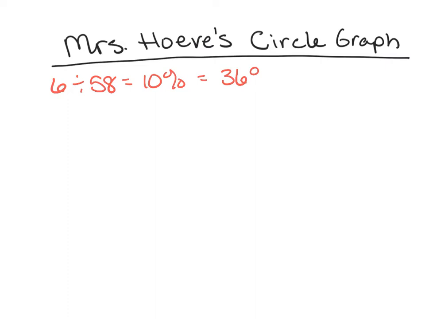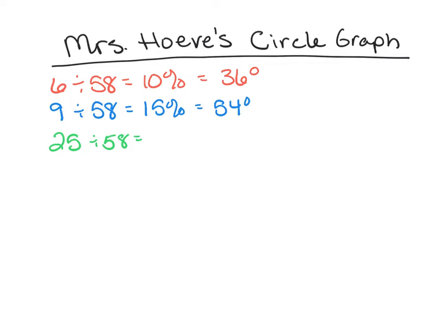My 20 to 29-year-olds were 9 of them. Divided by my total gave me 15%, which was 54 degrees. Whoops, not percent, but degrees. Sorry about that. My 30 to 39-year-olds was my biggest group. I had 25 of them. Divided by my 58, and I got 43%, almost half, which gave me 154 degrees on my circle.